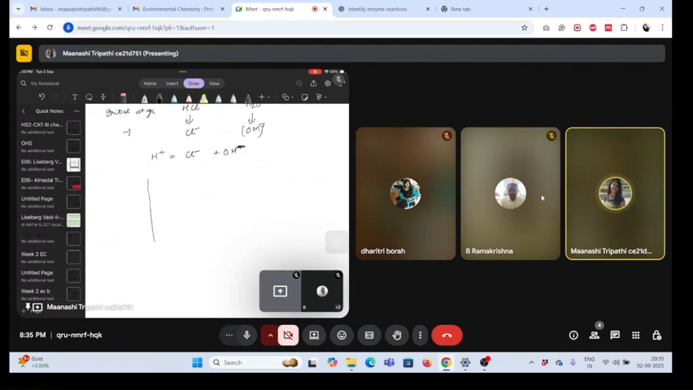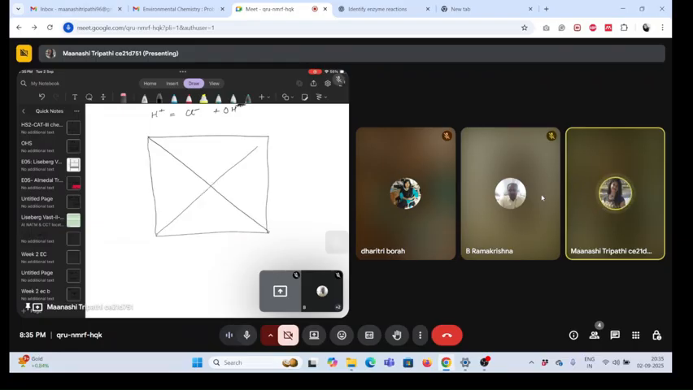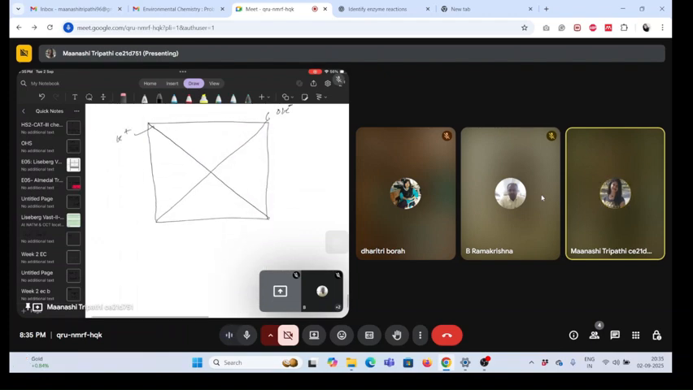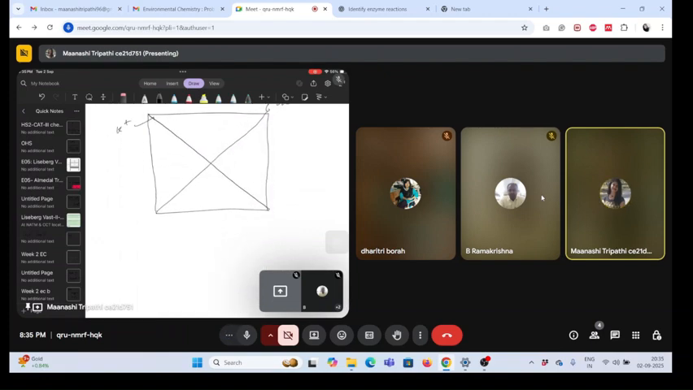Let's simply draw the diagram. This is my H plus, this is my OH minus. And what we learned in strong acid and base: first, what will be the CT value? CT will be minus 4, right? It is 10 raised to power minus 4. So let's make one CT here, at minus 4.